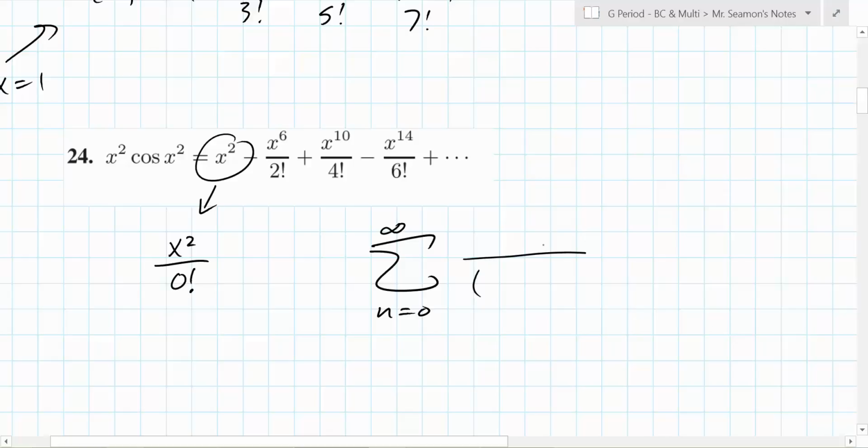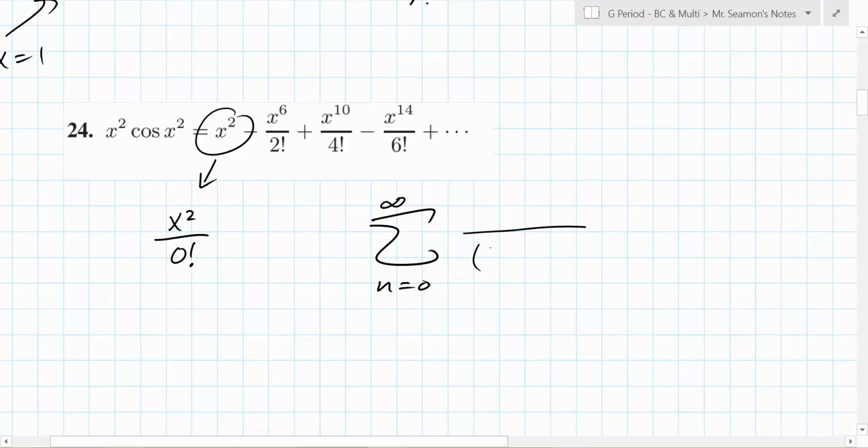2n minus 2? Yeah, sure. So you said 2n minus 2 factorial, like that. Does that work? Yeah, it does not quite work, because when you plug in 0... Just do it. Wait, 2n. I think it's just 2n factorial, right? Like this? Yeah. Start at 0.